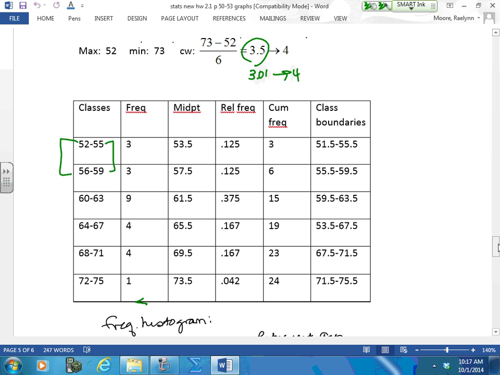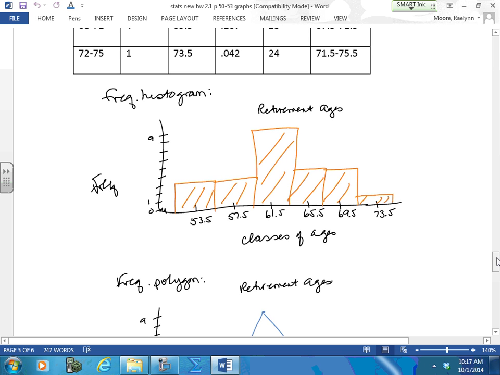Your frequency should add up to, again, this happened to add up to 24. Which should your relative frequency add up to? 1. Good. Because it's all your parts. So all your parts have to add up to 1. Okay, and again, labels, titles. You can use the same title for all 4 graphs, because essentially it is the same title. Classes of ages we use, these were retirement ages.